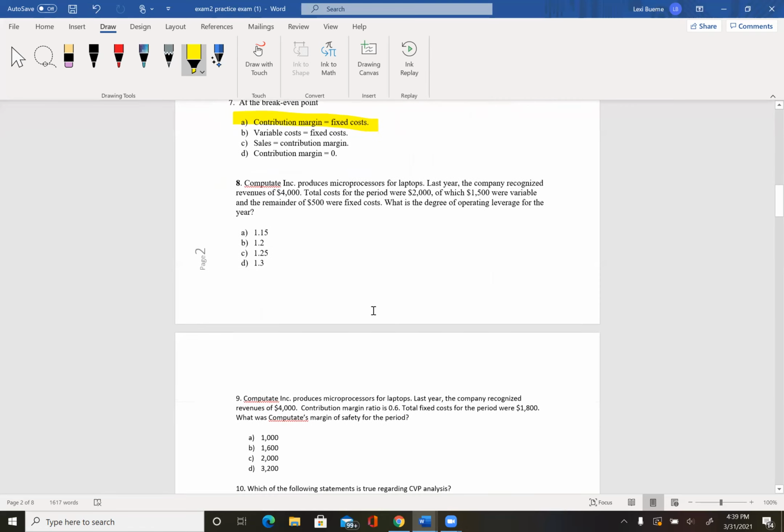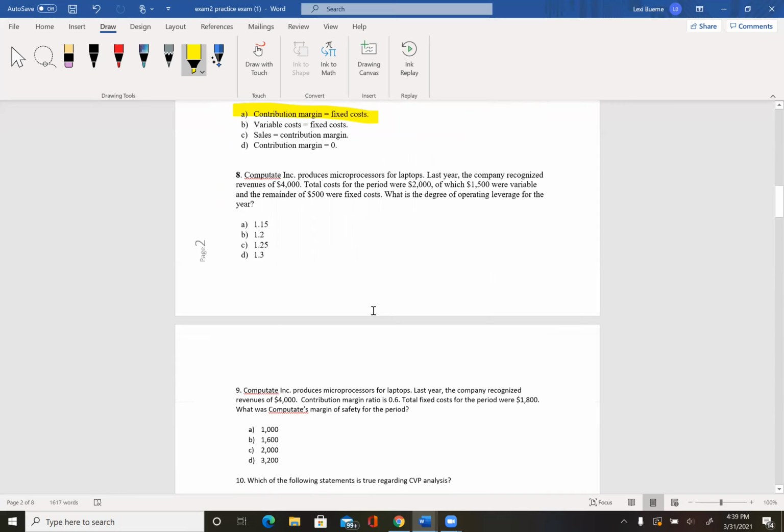For 8, the company produces microprocessors for laptops. Last year, the company recognized the revenue of $4,000. Total costs for the period were $2,000, of which $1,500 were variable and the remaining $500 were fixed. What's the degree of operating leverage?